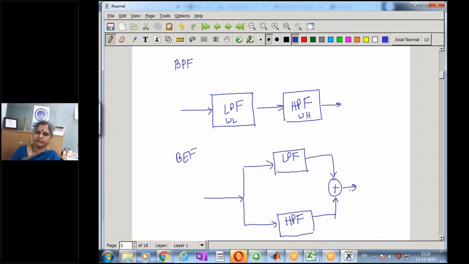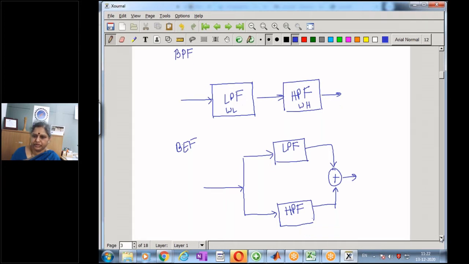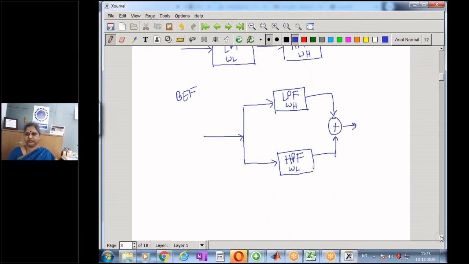And I get my band elimination filter. And this is going to be a low pass filter with the cutoff of omega H, while this will be a high pass filter with the cutoff of omega L. So this is how we design the band pass filter and the band elimination filter.